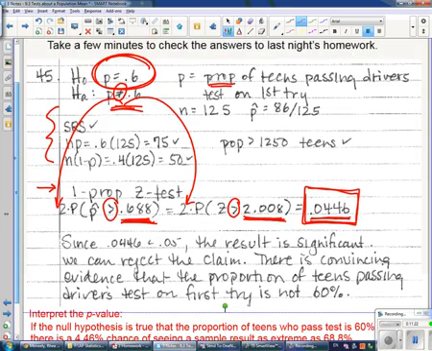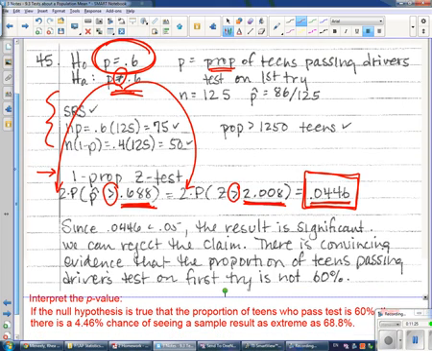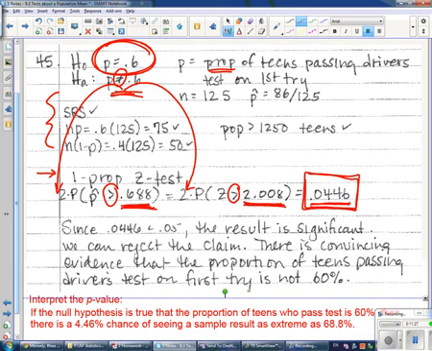So if I'm assuming that the true proportion of teens passing their driver's test on the first try is 60%, I know that every sample I take is going to be a little bit different. But what are the chances that the sample I take is as extreme as 68.8%? And so that's what my p-value is giving me. It's the probability of getting a result as extreme as the one that I got, assuming that the null hypothesis is true. And so in this case, if the null hypothesis is true, that the proportion of teens who pass the driving test is 60%, then there's only a 4.46% chance of seeing the sample result as extreme as 68.8%.